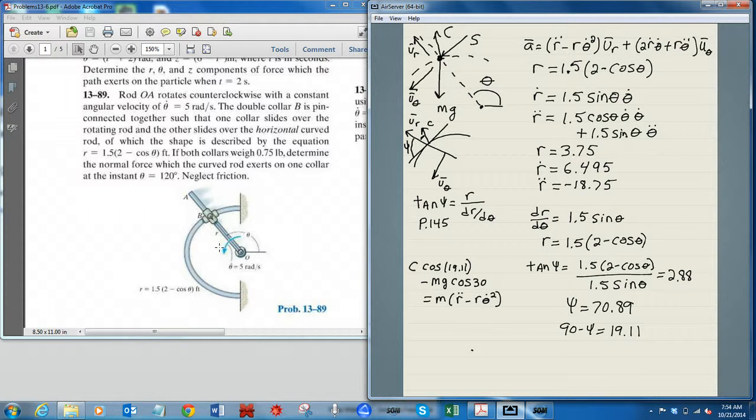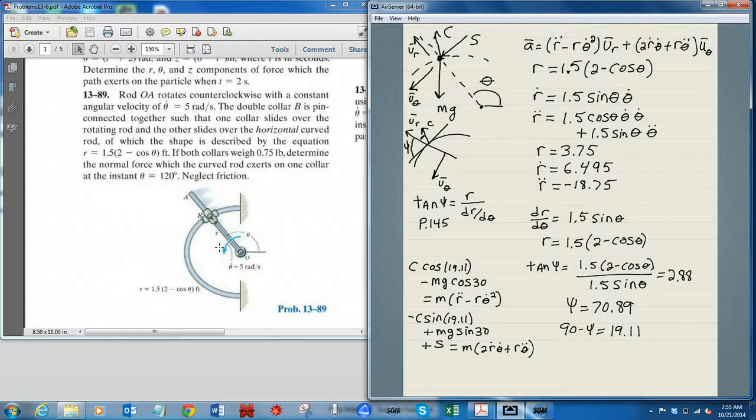In the theta direction, I have a negative C sine 19.11. I also have a plus mg sine of 30. I also have a plus S. That's all of the forces, and so that equals mass times acceleration in the theta direction, which is 2 r dot theta dot plus r theta double dot. So I know the r dot, r double dot, theta dot, theta double dot. I know the mass, I know the g, I know everything except C and S. So this gives you two equations that you can solve for the two unknowns.